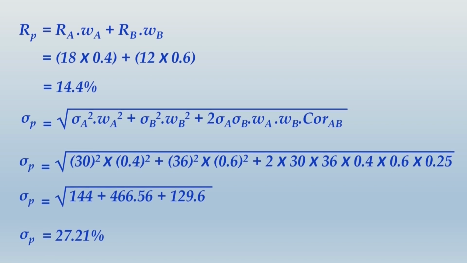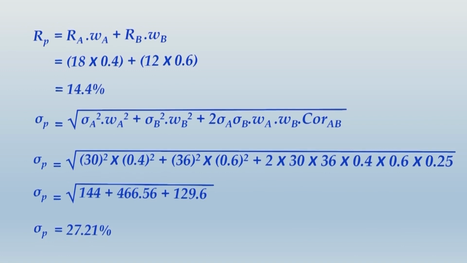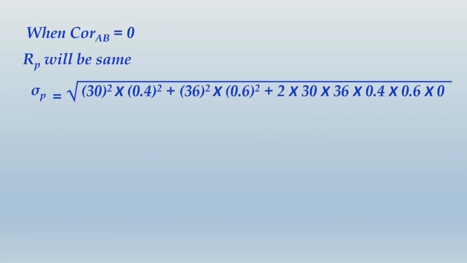Alright friends, I'm sure you have finished writing this whole thing. Let us move ahead and work out what happens when the correlation between stocks A and B is 0. RP, that is the return on portfolio, will still remain the same. The standard deviation of portfolio will change. Basically, the whole formula remains same.